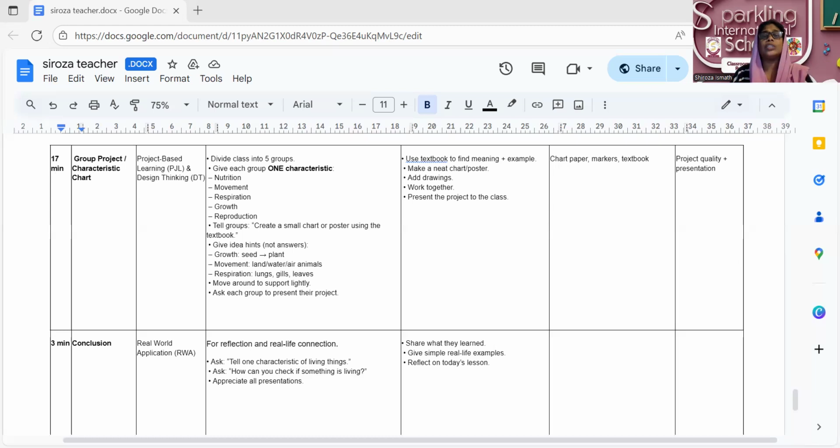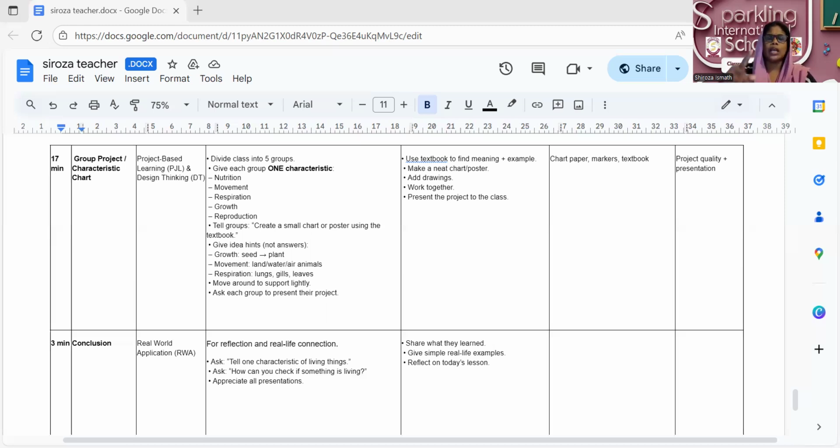Create a small chart or poster to explain your characteristics. Include the meaning and an example from real life. I will give an idea hint, but not full answers. For example, for growth: plants grow from seeds. Movement means animals can move on land, in water, and in the air. Respiration means we use lungs to breathe in humans, gills in fish, and leaves in plants.